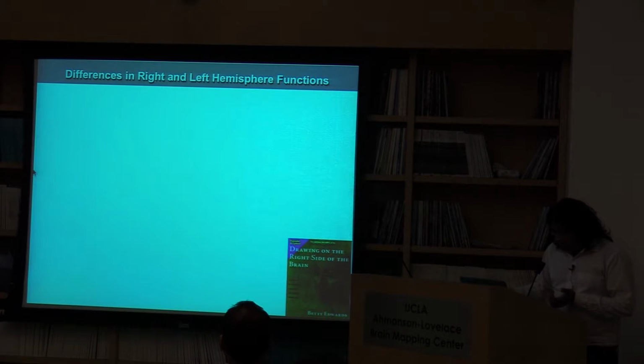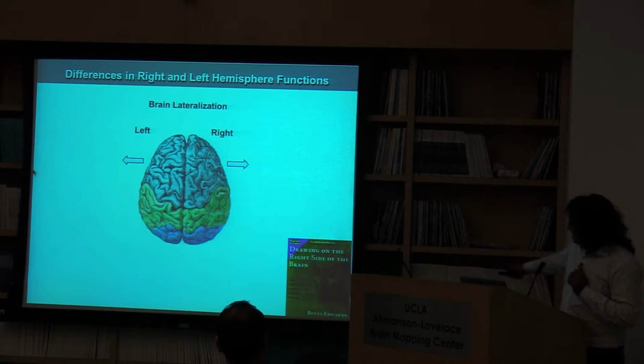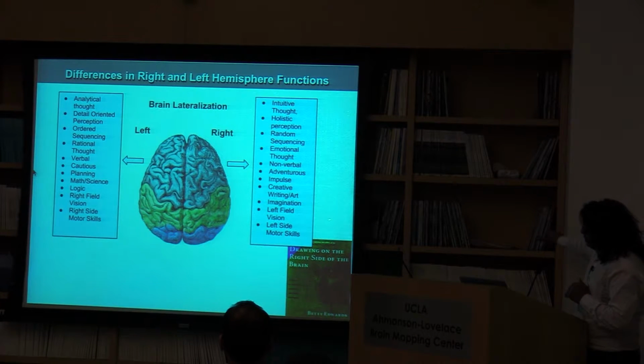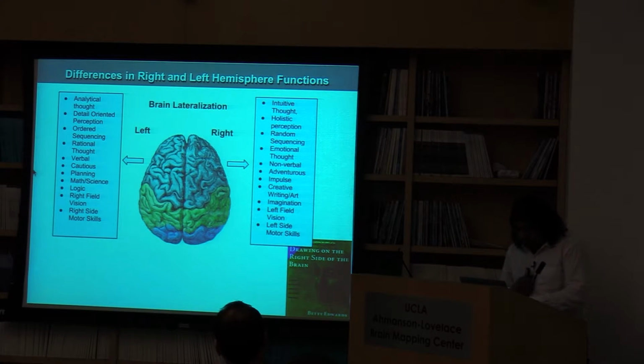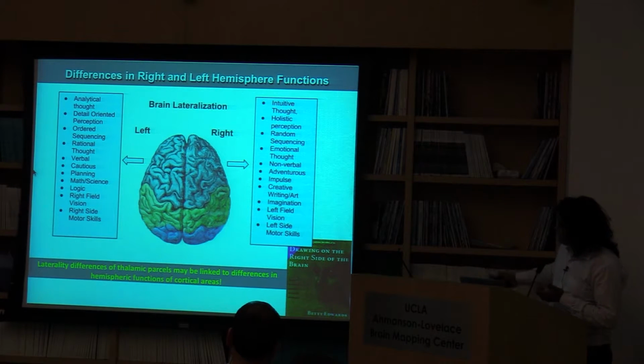And everybody knows that the brain is functionally lateralized, as it is summarized nicely in the book by Betty Edwards. So there are numerous functions, like language, analytical thought, and others, that dominantly use the left brain hemisphere, while other functions dominantly use the right hemisphere. Therefore, we suggest that the laterality differences of thalamic parcels may be linked to differences in hemispheric functions of cortical areas.